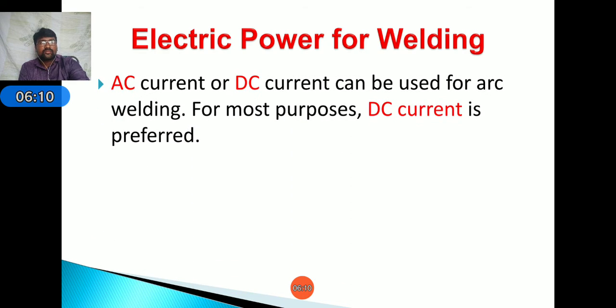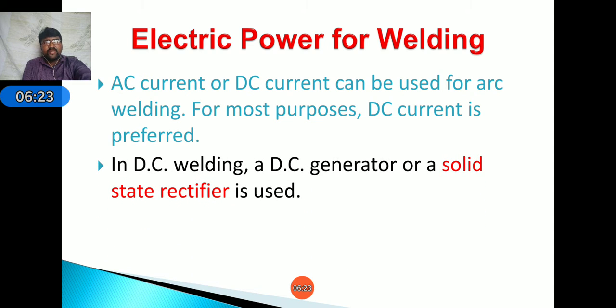Next, AC current or DC current can be used for welding, but for most purposes, DC current is preferable. In DC welding, a DC generator or a solid state rectifier is used to control the volts and amperes.